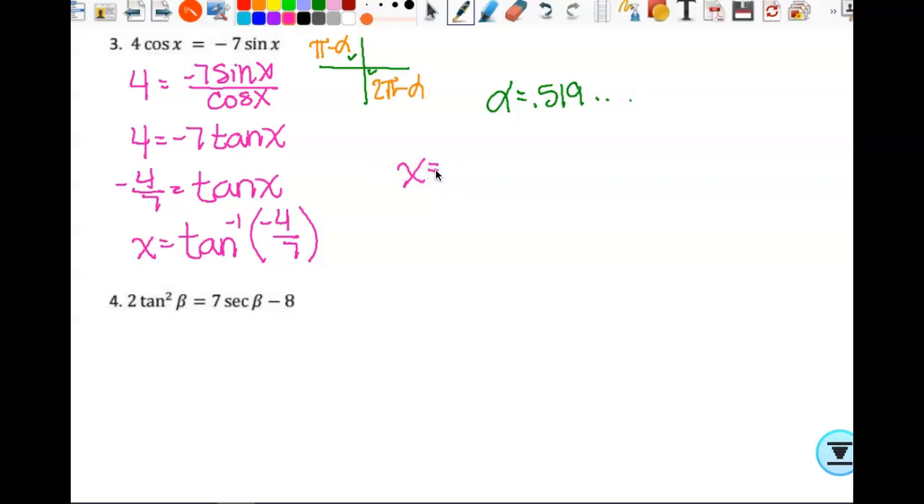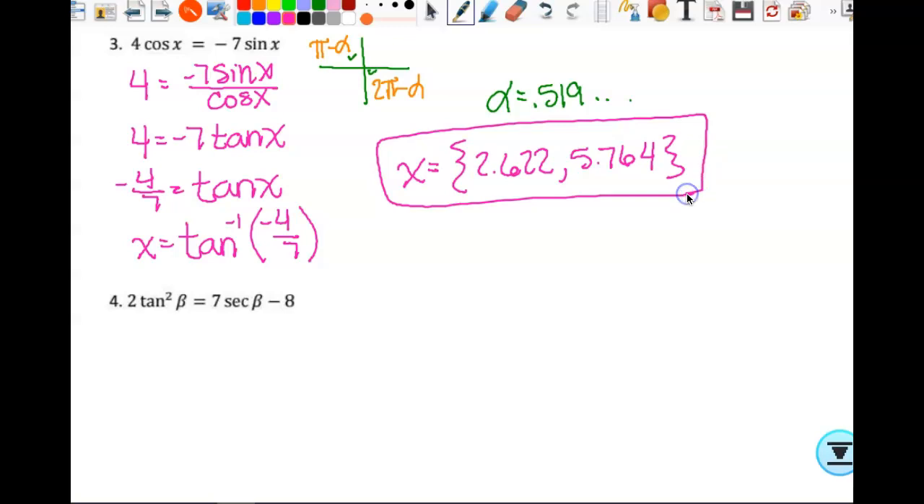I'm going to store that. Shift, recall, negative. And then I'm going to do my pi minus alpha and 2 pi minus alpha. Those are the two numbers that you should get, so make sure you get those numbers. Let me know if you have questions.